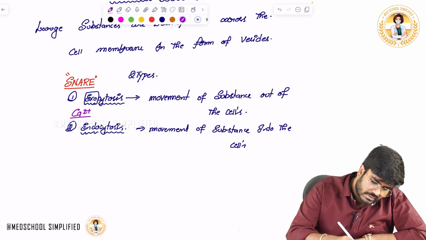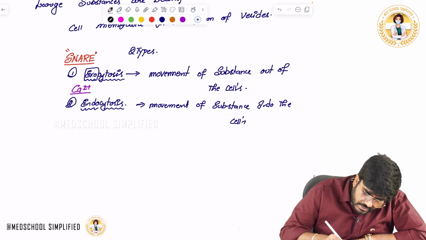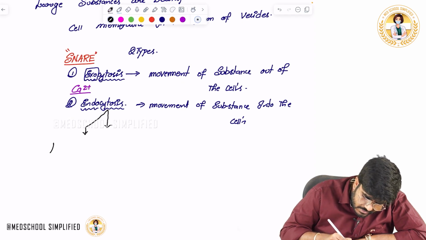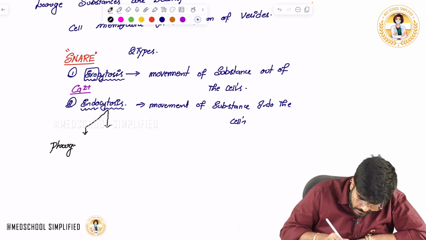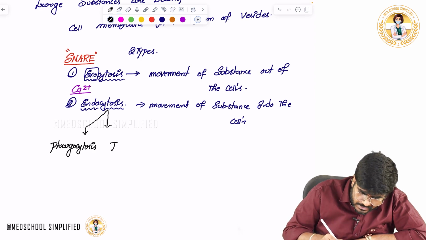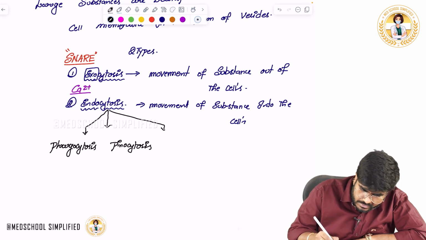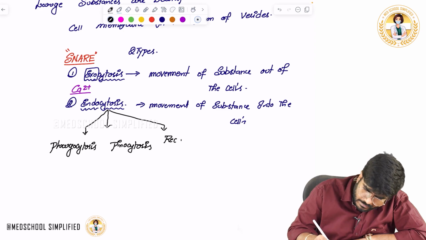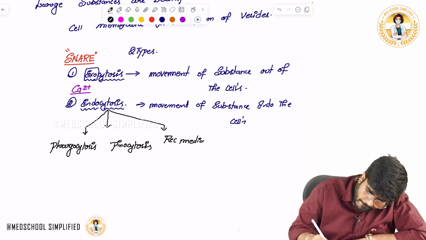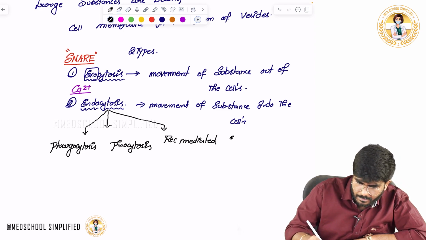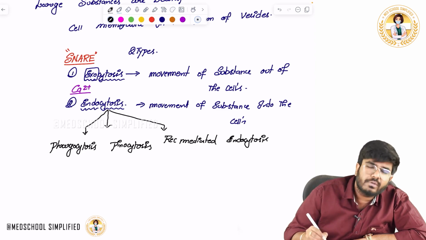See, endocytosis is of different types. One is phagocytosis, pinocytosis, and receptor mediated endocytosis. These are different types of endocytosis.